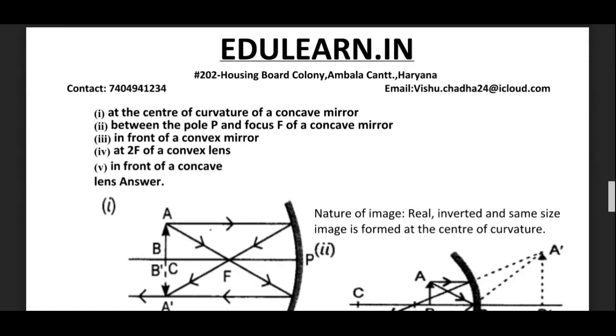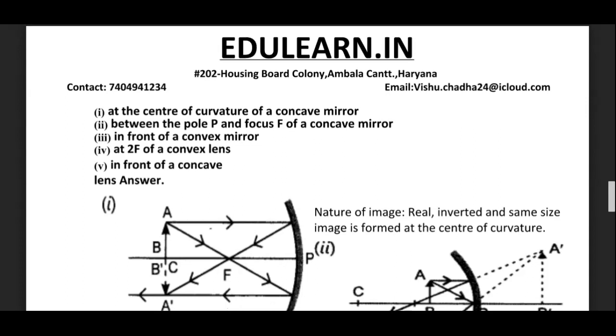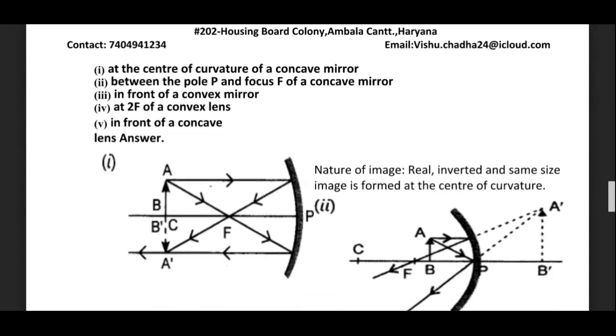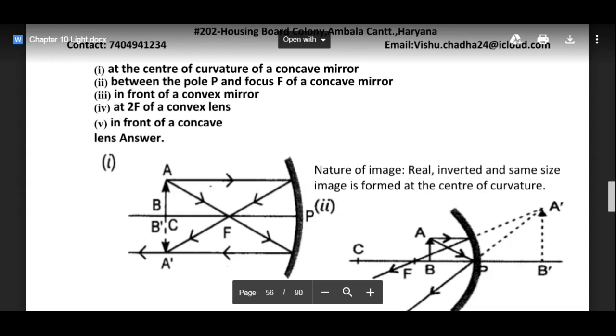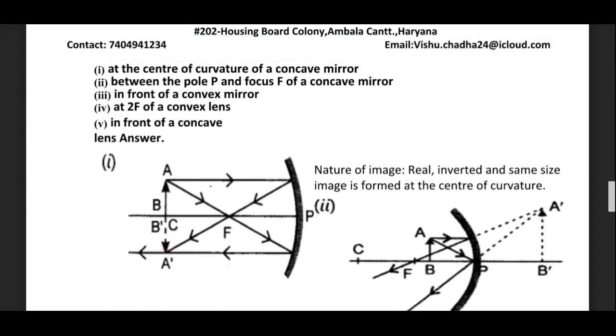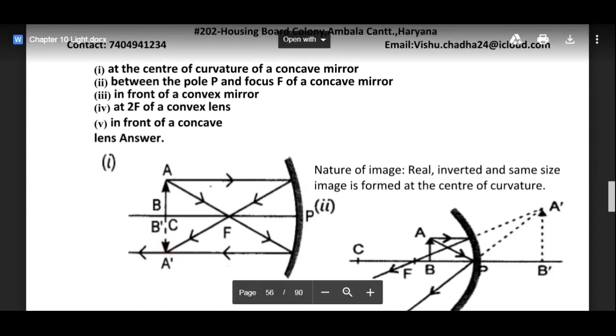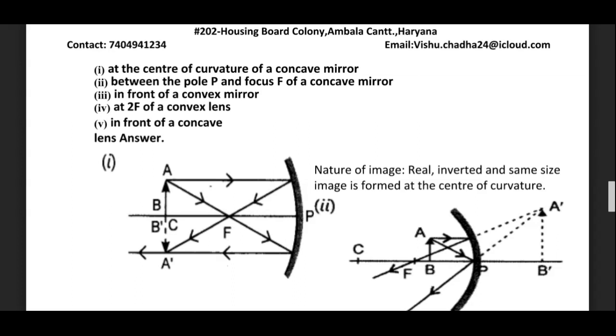So, at the center of the curvature of a concave mirror. When the object is placed at the center of curvature of the concave mirror, a real, inverted and same size image will be formed at the center of curvature only. So this will be the figure, as I have already explained in the notes and while giving a brief explanation related to the chapter.